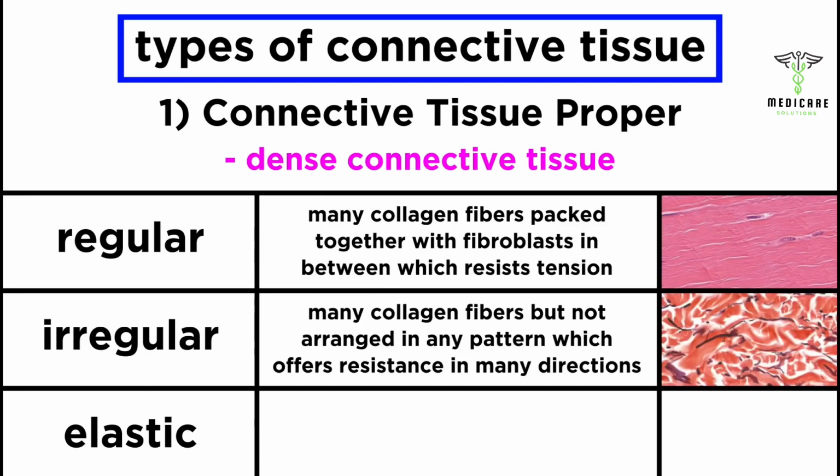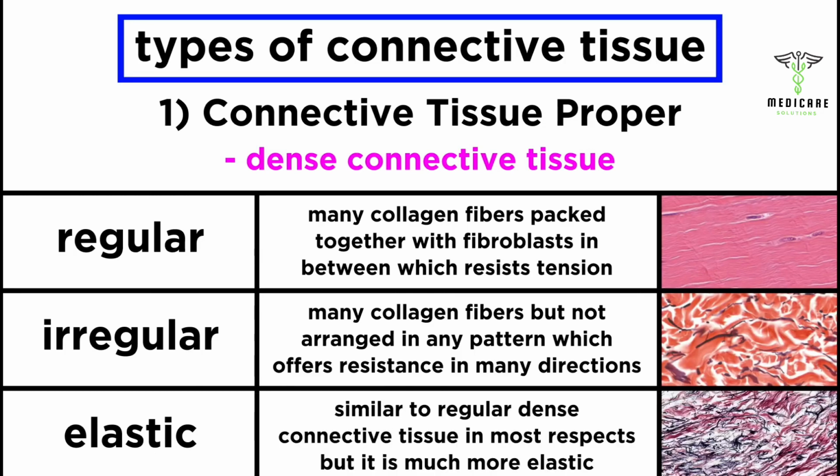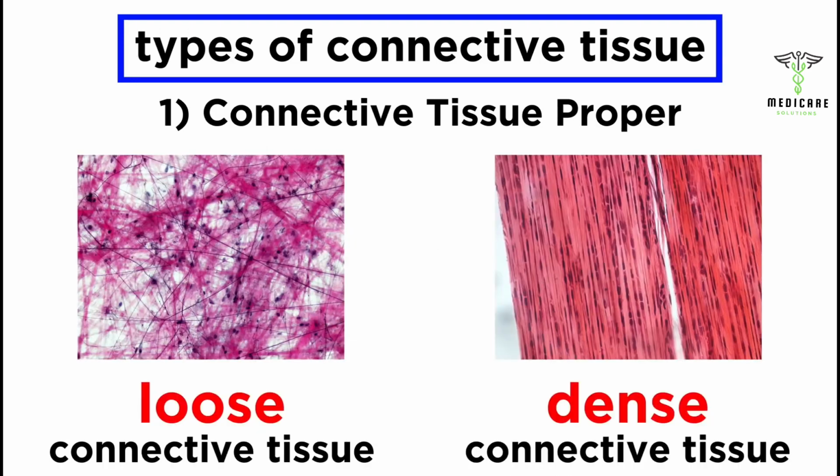The irregular type also has lots of collagen fibers, but they are not arranged in such an organized manner, offering resistance to tension in many directions. Lastly, elastic connective tissue is similar to the dense regular variety, but more elastic, as one might guess. So that covers connective tissue proper.